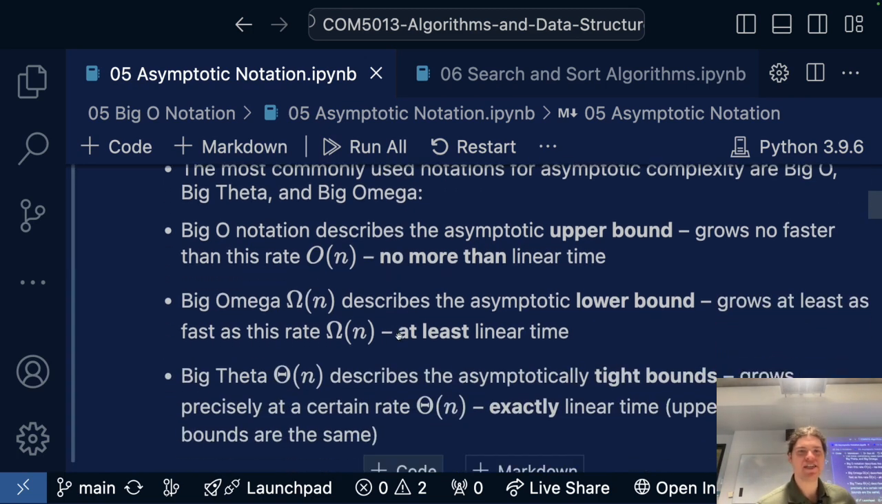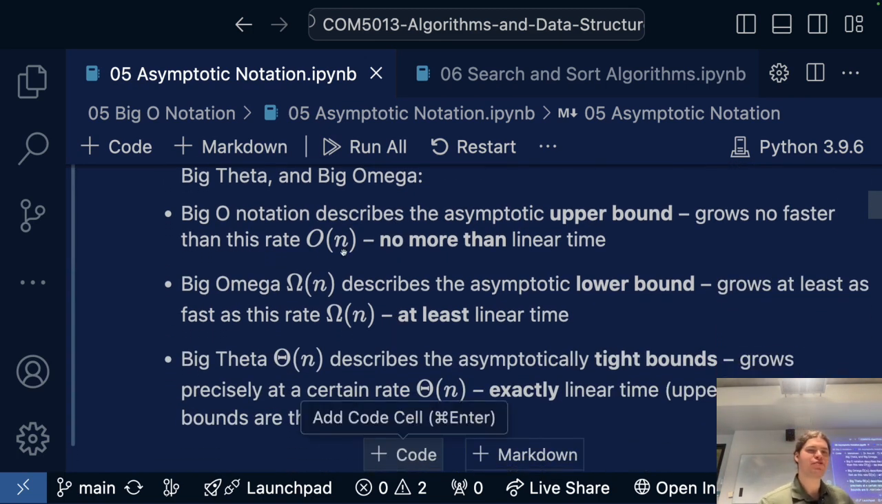Big O notation. And we've actually got other Greek symbols as well. So big O, the more famous of them, probably because it describes the upper bound, or the asymptotic upper bound.